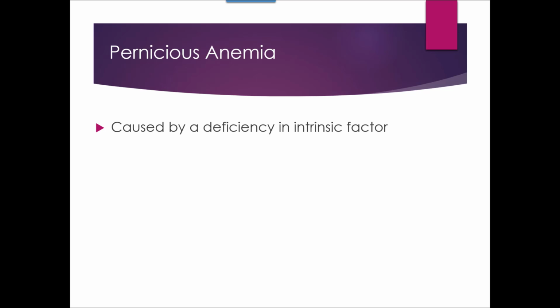So next we're going to talk about pernicious anemia. And pernicious anemia is something that's caused by a deficiency in intrinsic factor. But what's that? So, intrinsic factor is something that is necessary for the absorption of vitamin B12, and it is secreted by the parietal cells that are there in the stomach.